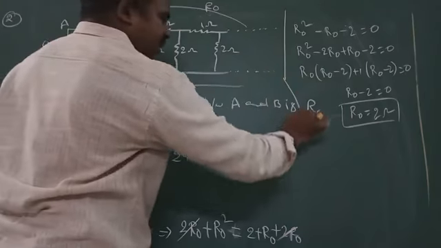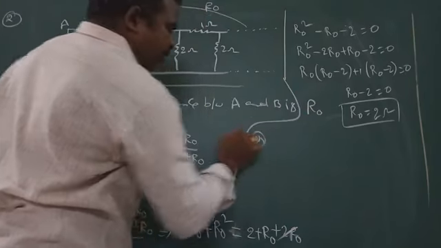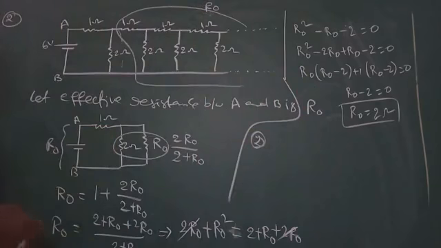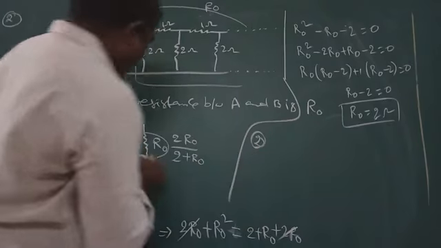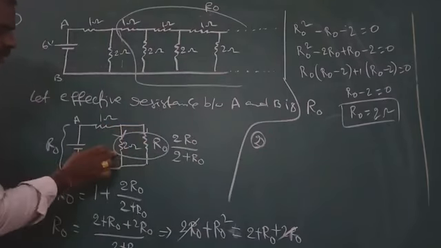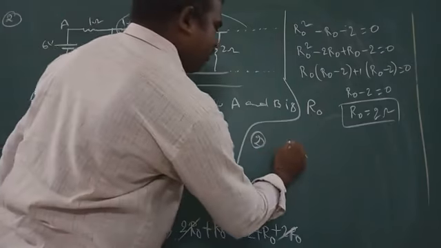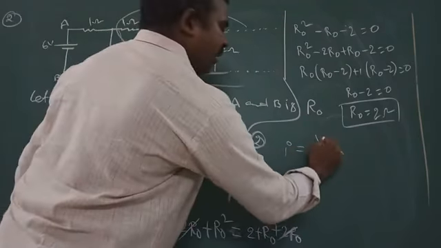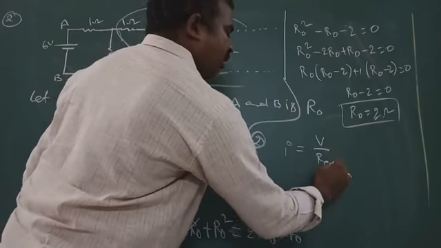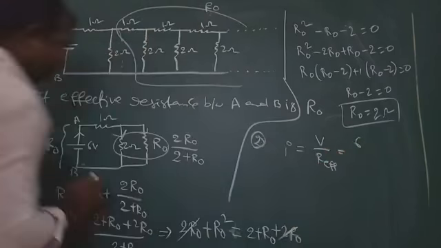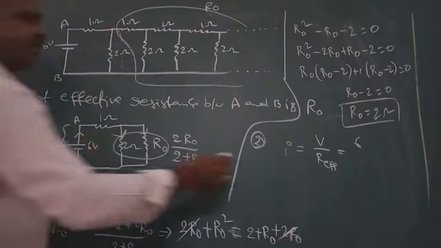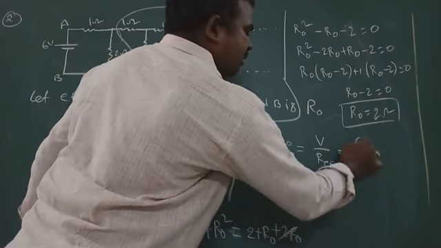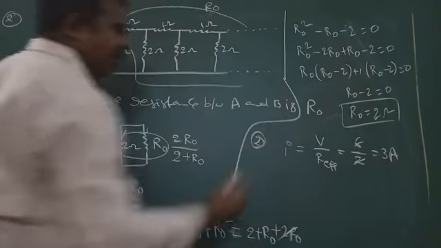The next question they are asking is, how much current will flow through the 2 ohm resistor nearest to the battery? Nearest 2 ohm resistor is this. First of all, we should find how much current is drawn from this battery. The current I equals potential divided by effective resistance. The potential of this battery is 6 volts. So 6 by 2 ohms gives current I equal to 3 amperes.